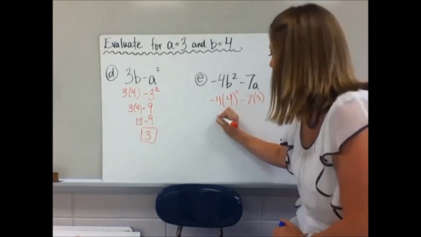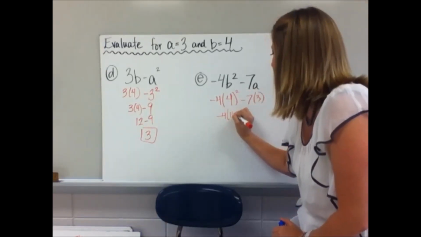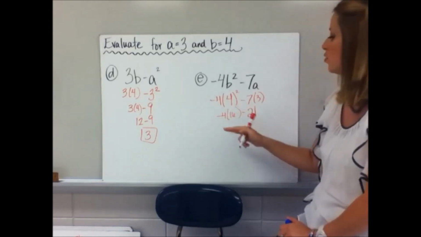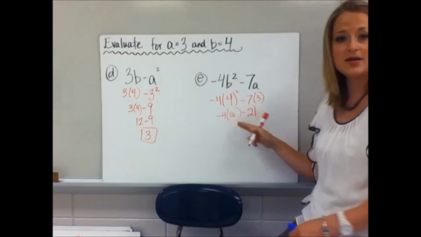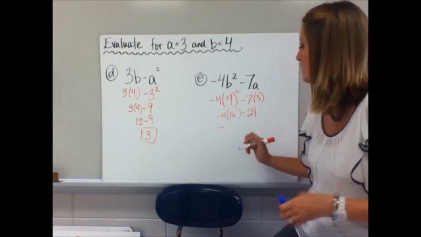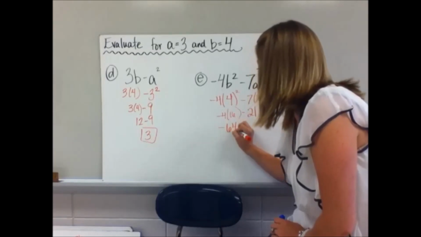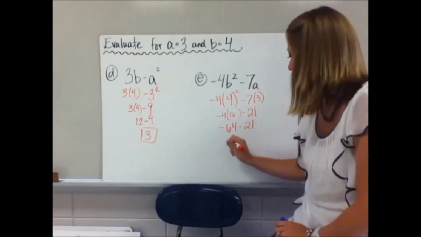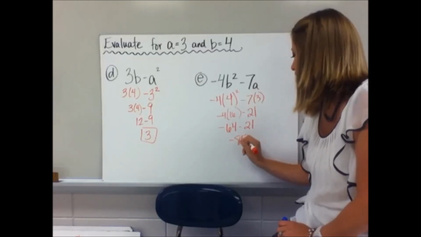4 squared is 16. So I'm going to have negative 4 times 16. 7 times 3 is 21. Do some more multiplying. Negative 4 times 16, different signs, so it's going to be a negative. 4 times 16 is 64. Then 64 minus 21 is negative 85.